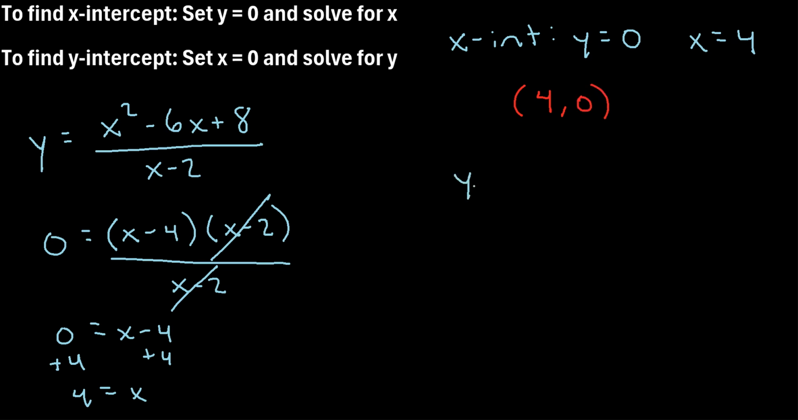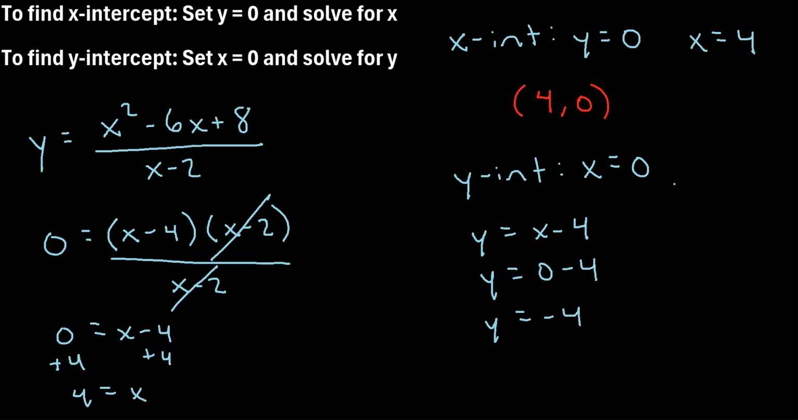Now to find the y-intercept, we set x equal to 0, and we solve for y. So over here we saw that this whole expression can be reduced to just x minus 4, since the x minus 2's cancel out. So what we get is y is equal to x minus 4. If we plug in a 0 for x, we get y is equal to 0 minus 4, so y is just negative 4. So the y-intercept can be written as the coordinate pair 0, negative 4. So those are our final answers. The x-intercept is 4, 0, and the y-intercept is 0, negative 4.